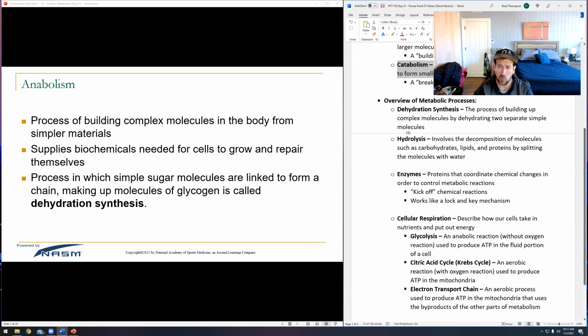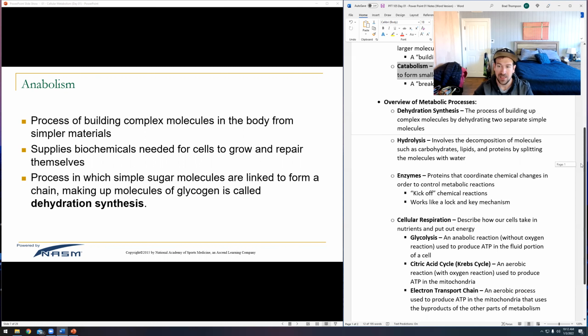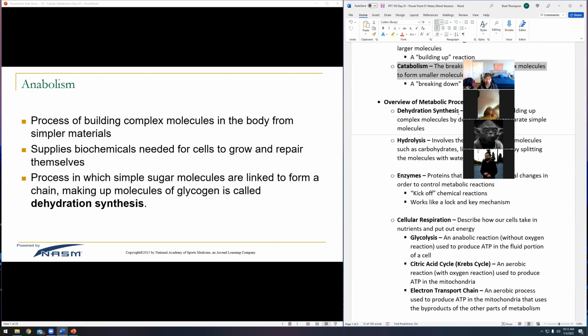Well, one of the ways that our body actually anabolically builds stuff up is, remember earlier I said water is the most essential nutrient, the most important thing ever, right? That is because we actually use water to break stuff down, and we actually take water out in order to build stuff up.